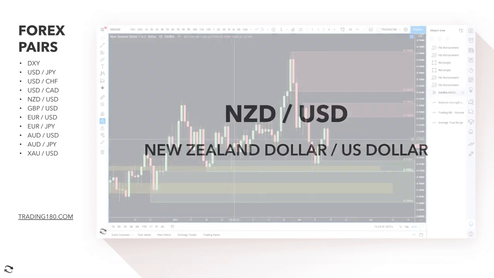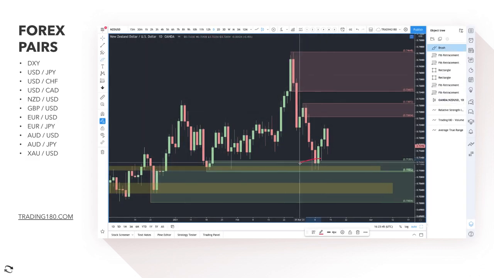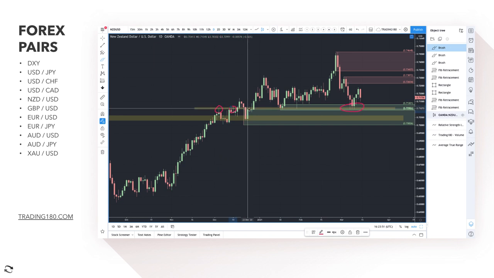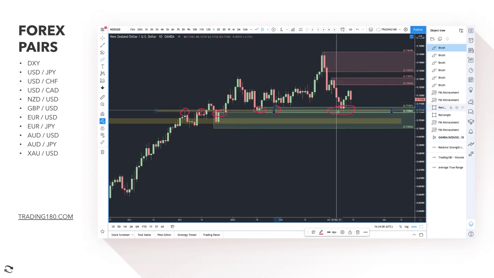Moving on to the New Zealand dollar, US dollar. Again, last week we did identify this area here as an area of potential reversal, which happened to coincide with some confluence of support and resistance. That level had been touched twice already, three times. Now, for me, I think this zone here isn't necessarily the best.